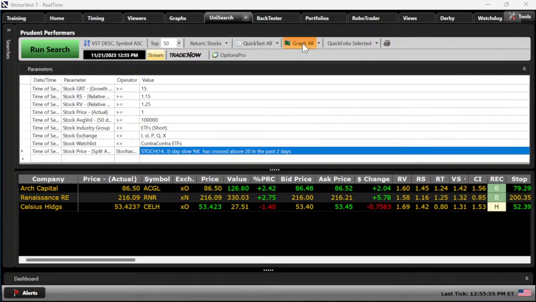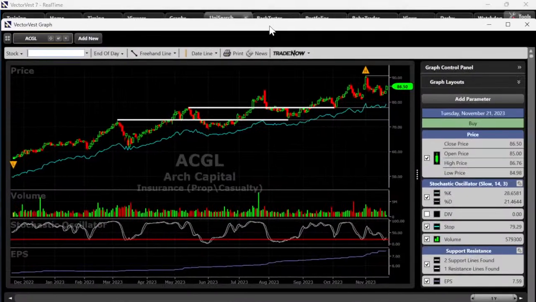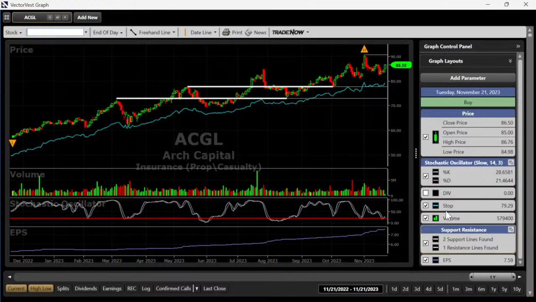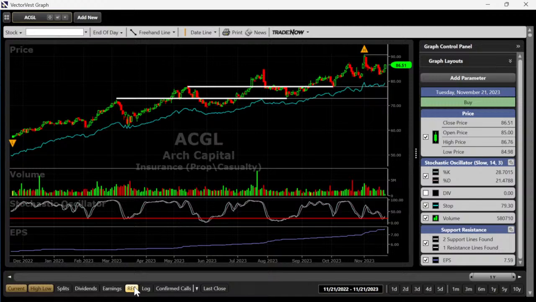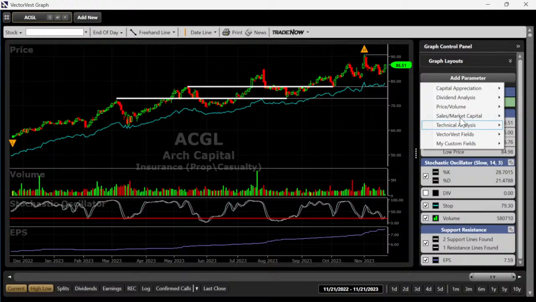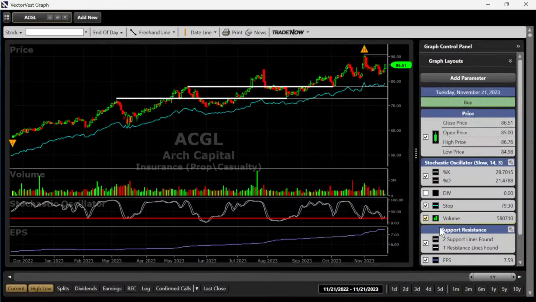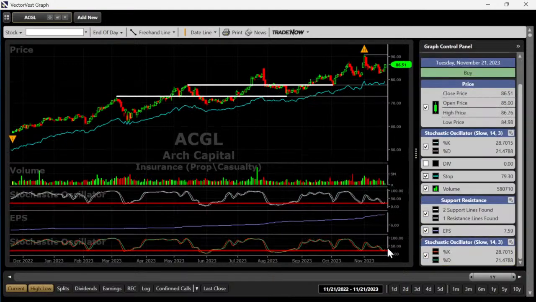So if we go graph these, okay, so Arch Capital, we looked at this one earlier, right? I said I didn't love the setup, but boy, you got great earnings per share. It's above our stop price. It's had nothing but a buy or hold since. Great retirement type stock. If I put on a stochastics oscillator, I know stochastics has just crossed from below 20 to above 20 recently there, because that's what we put in the search.